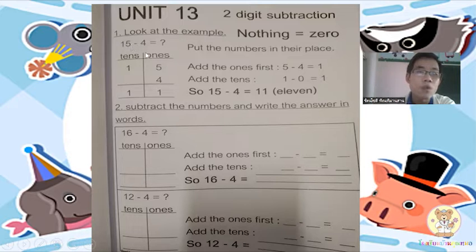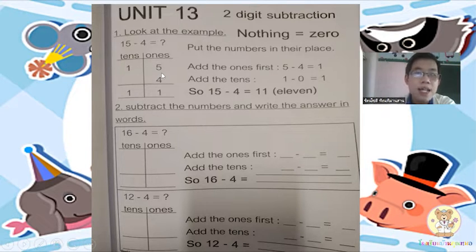15 minus 4. So you need to expand number 15. You need to place number 1 in the tens, and number 5 in the ones. After that, you need to put number 4 in the ones as well. Then we start subtracting from the ones. 5 minus 4 equals 1. 1 minus 0 equals 1 because there is no other number over here. So we can conclude that 15 minus 4 equals 11.